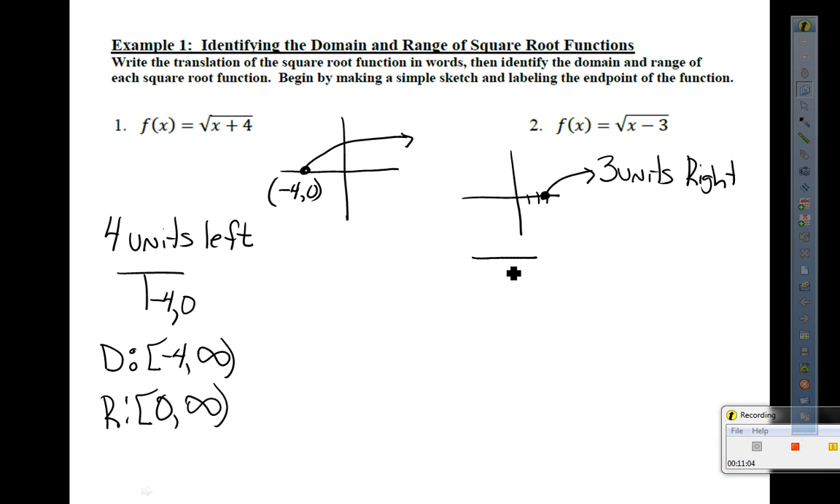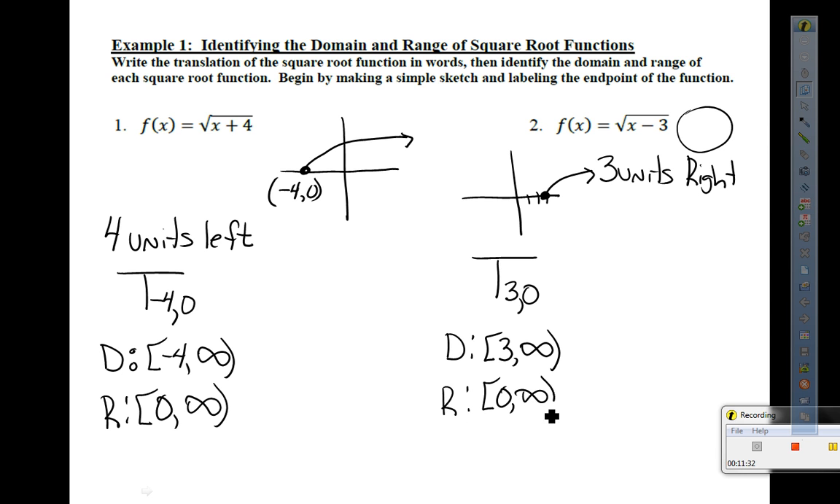Under translation, capital T, it went 3 units to the right, so I got 3, comma. There's no number out here to move it up or down, so I'm going to put a 0. We'll change that here in a little bit, on number 3 and number 4. For my domain then, guys, it's going to be 3 to infinity. My range is going to be 0 to infinity. Notice how this number helps deal with the domain. Notice how this number helps deal with the range. So that's all we're doing on these so far.